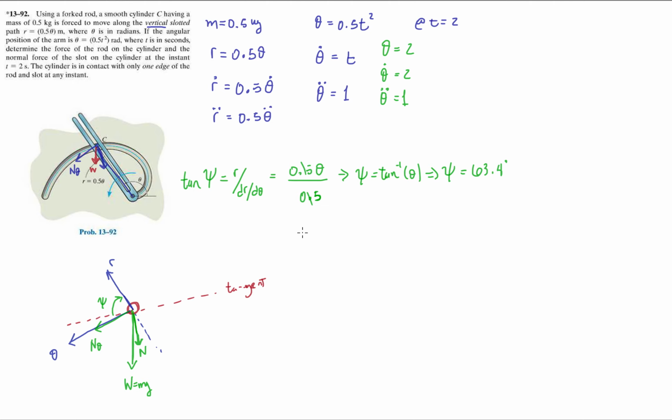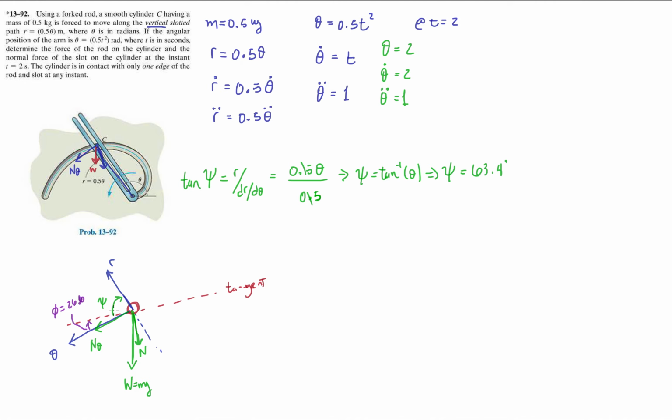Let me get my calculator. So 90 minus psi, 63.4. That'll give, oops, so control Z that. Let's switch to purple. So now this angle here in purple, look at the bottom left. That's going to be phi equals 26.6.